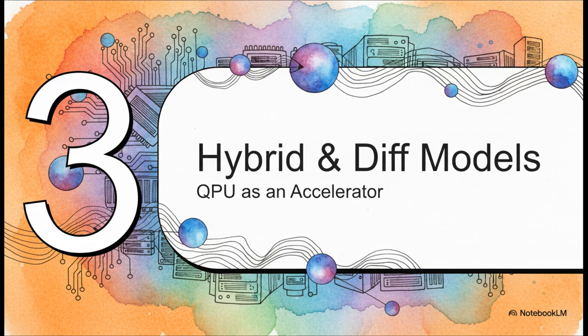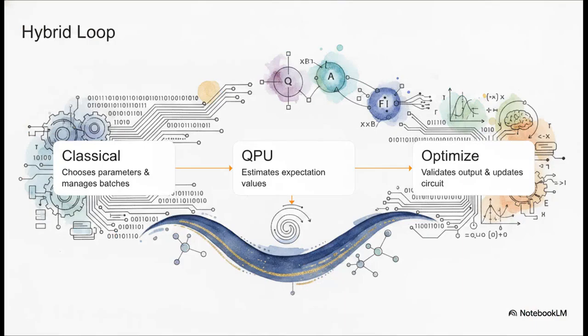Section 3. Hybrid and differentiable models. QPU as an accelerator. Moving into the pragmatic present, let's explore the hybrid quantum classical loop. Look, because current quantum hardware is noisy, we just can't run exceptionally deep, flawless circuits right now. Developers treat the quantum processing unit, or QPU, as a specialized accelerator subroutine. This workflow breaks down super cleanly into 3 steps. First, a standard classical computer chooses the initial parameters and manages the batching.